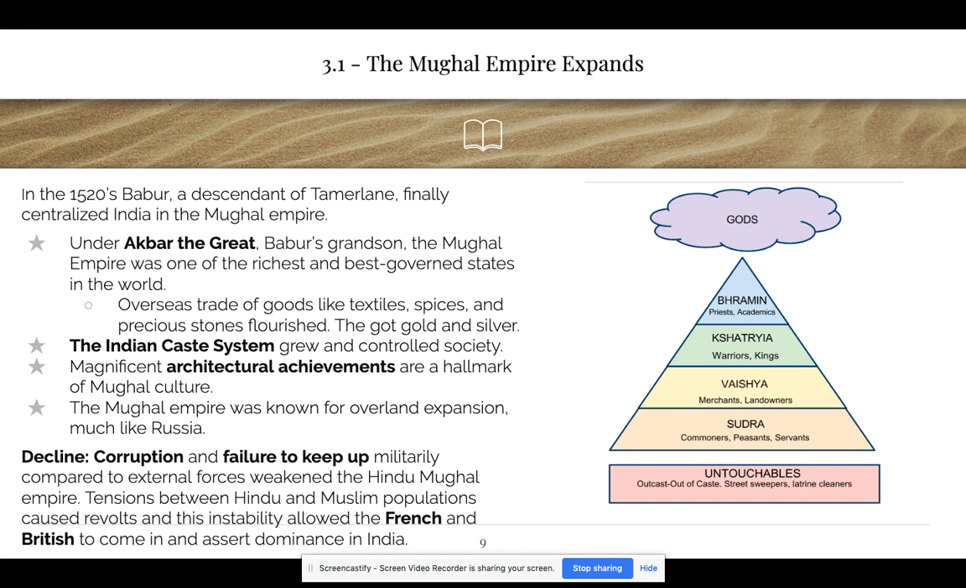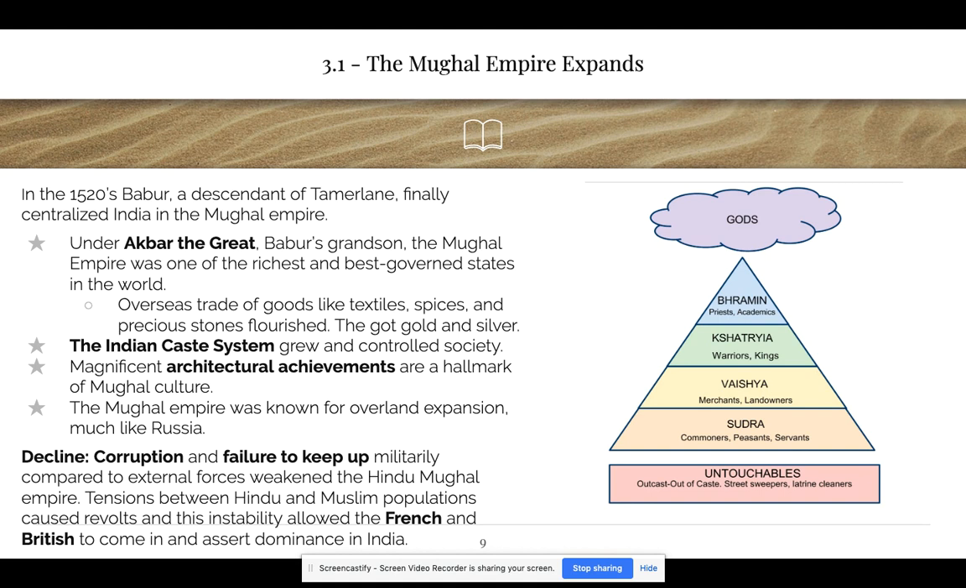It is one of the richest and best governed states in the world at the time. They traded overseas a bit, like textiles, spices, precious stones. They got back gold and silver, so they were pretty wealthy. The Indian caste system, which you can see outlined in the pyramid to the right, controlled society very strictly. But we do see a lot of religious tolerance.